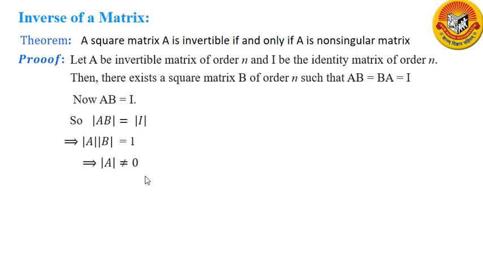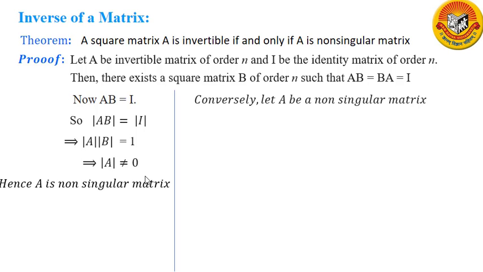So this is the proof that if A is invertible, then determinant of A is not equal to 0. So whenever we have to find inverse, first we can find determinant of A, and if its value is not equal to 0, we will say that the inverse is possible. That means we can find inverse of the given matrix A. Now let us see how we can find inverse of a matrix A using adjoint. Now let A be a non-singular matrix. Therefore determinant of A is not equal to 0.